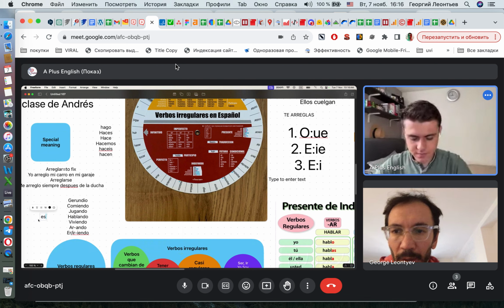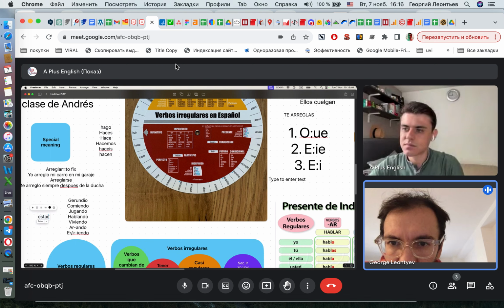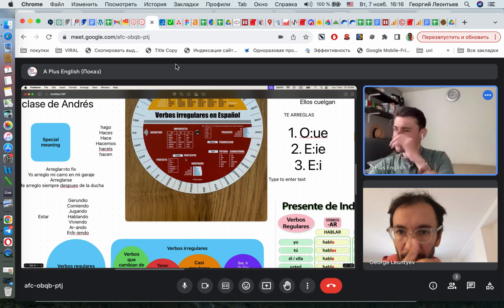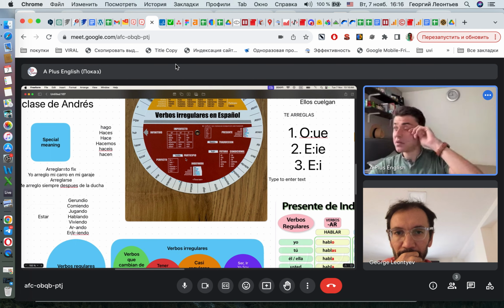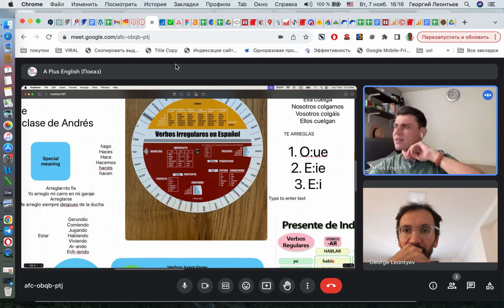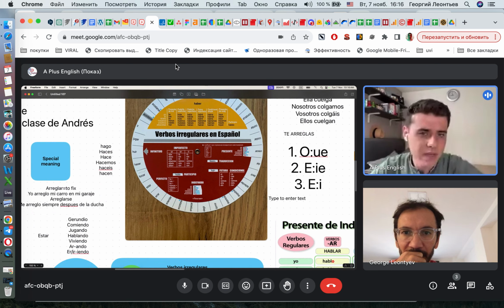It's the verb estar. And where is it in this wheel? It's not in the wheel? Not in the wheel, no. I don't know why it's not in the wheel, but it's not. But it's in my book. It's in the A1 level book. It's considered to be A1. But it's really easy. It's just the ing.